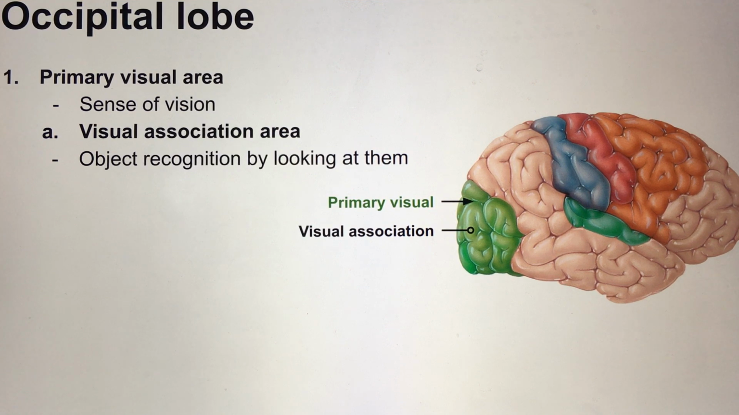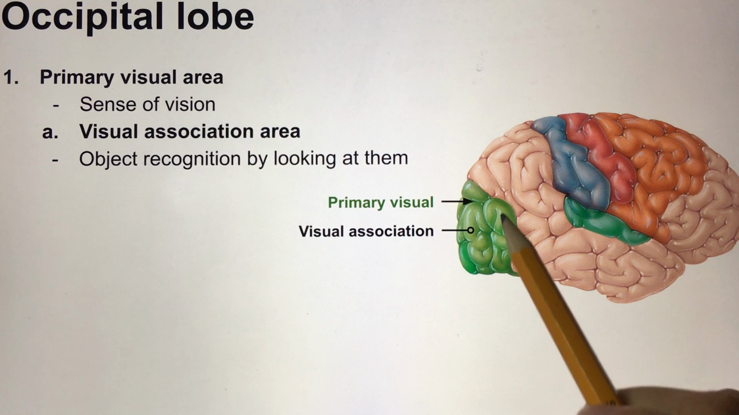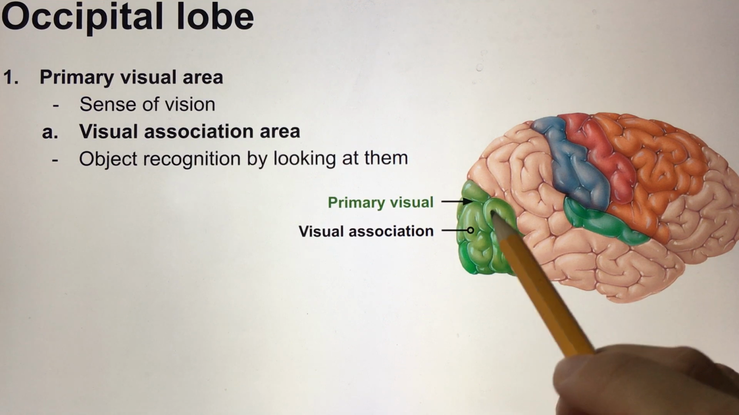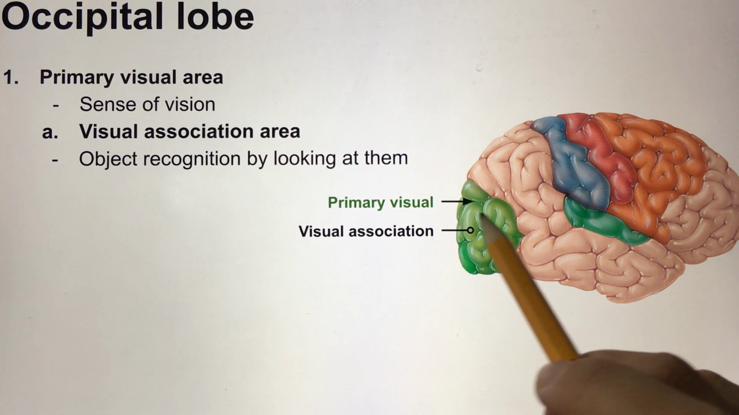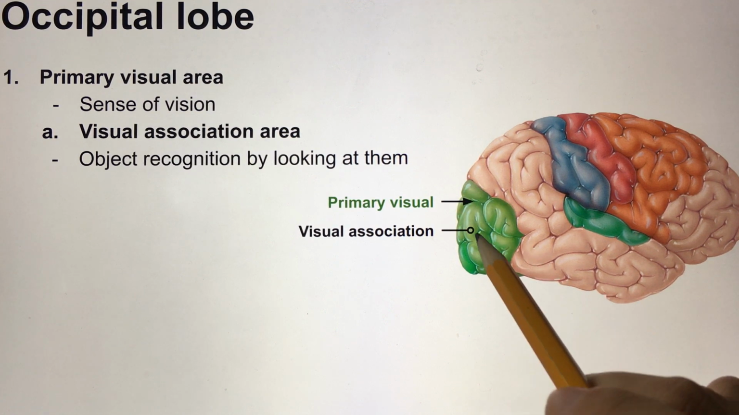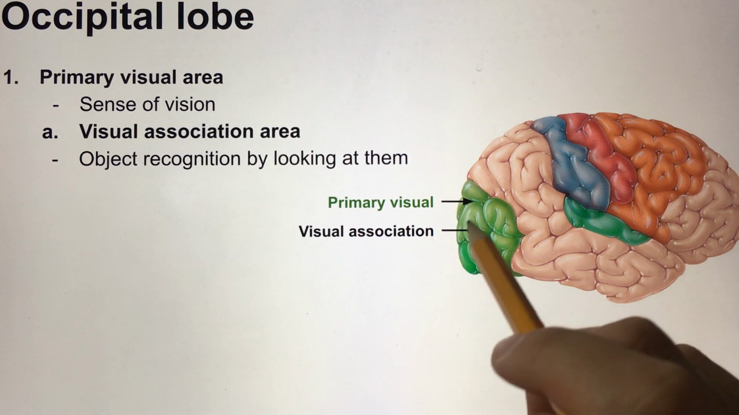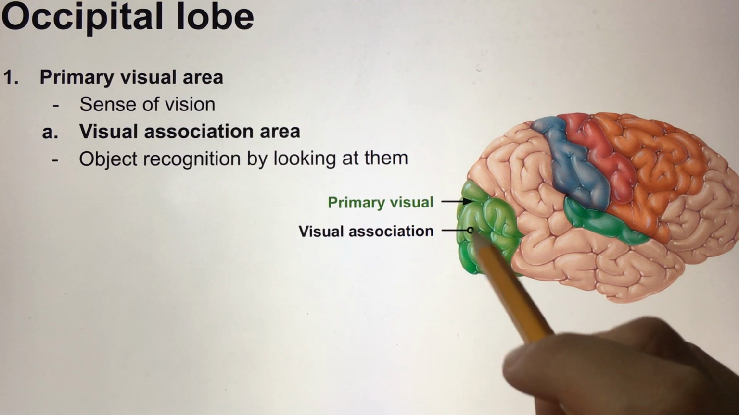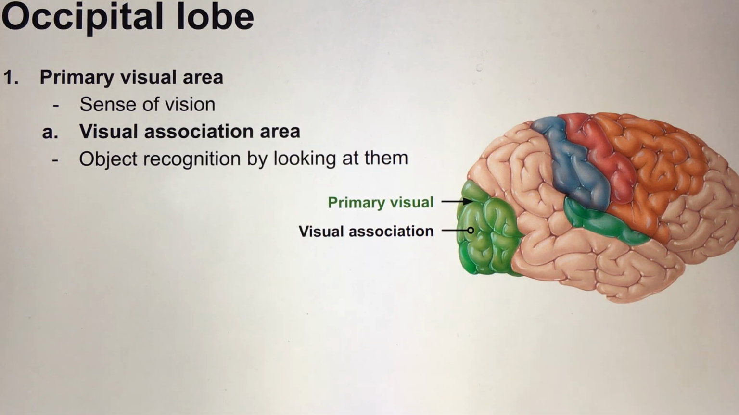Next is the occipital lobe. The occipital lobe, highlighted in green, has the primary visual area right around here. This is where the sense of vision is, so this is where we see pictures that our eyes detect. And there's also a visual association area. This is where we have the memories of things that we've seen. So this is where we can recognize an object by looking at it because we've already seen it before, or we've heard about it before.